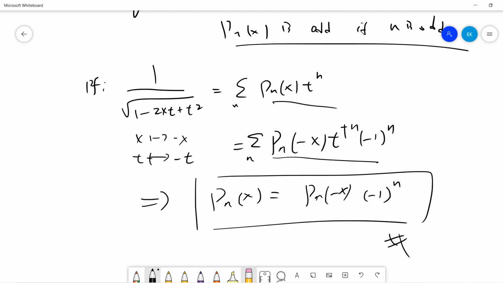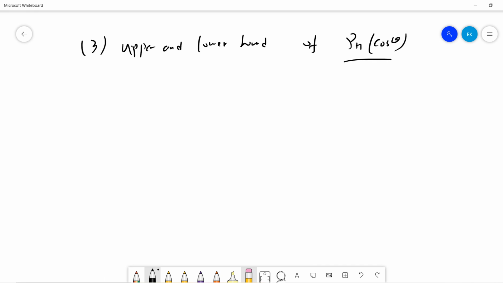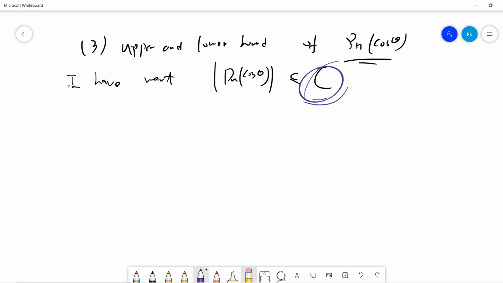The third thing I want to talk about is the upper and lower bound of P_n(cos theta). Probably this is the most non-trivial one. What I want to do is to give a bound, the absolute value of P_n(cos theta) less than something. This is our goal, to find a bound for this, for every n.